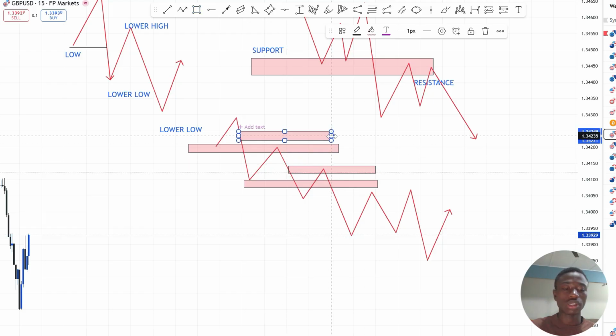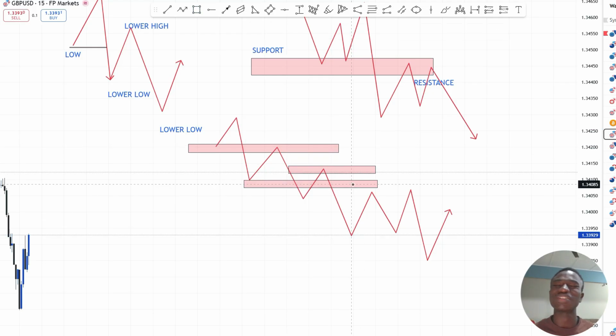Let me delete this one. You are always going to have demand levels. That demand level is the region where you begin to look for reversals. That is the level you begin to look for reversals.